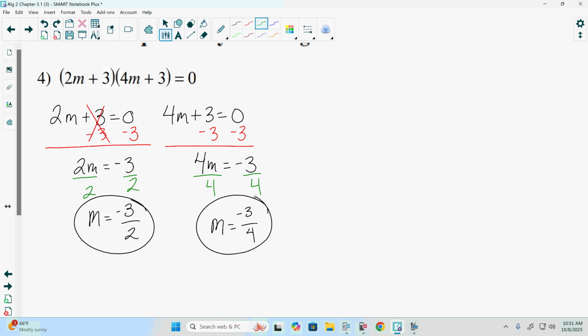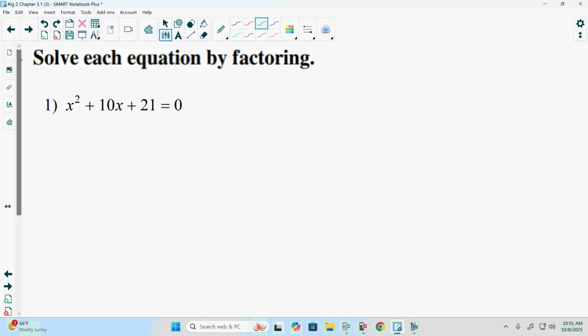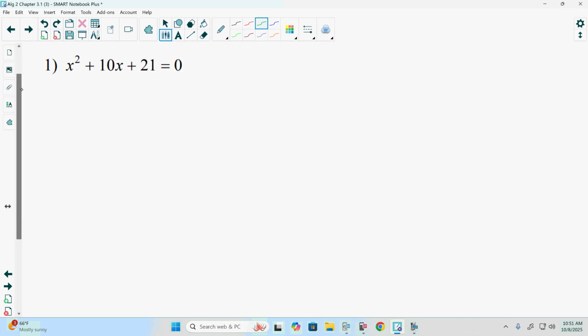0 minus 3. Oh, okay. Questions on this here? We ready for the next one? Yes? So when we look at this one here, we do have two things multiplied together that equal 0, yes?